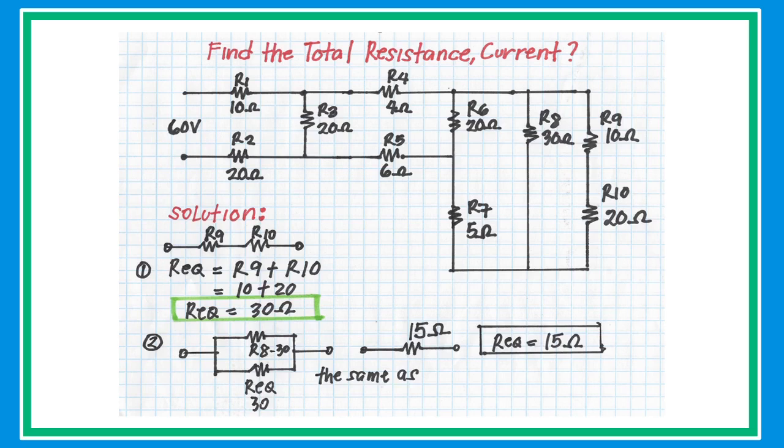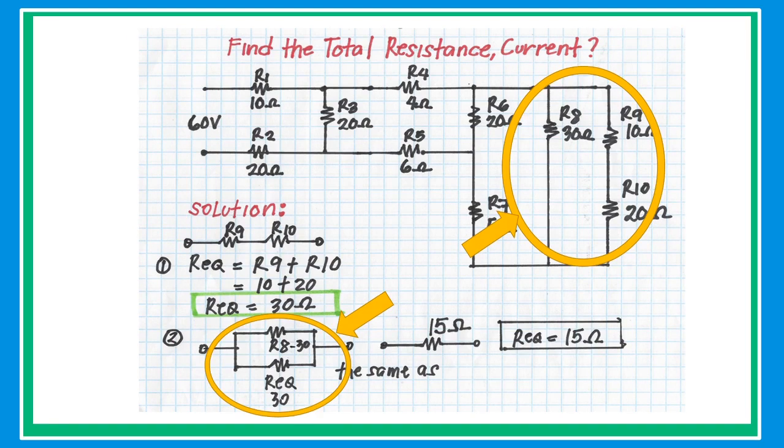In this example, it's going to be harder, but by the technique of collapsing the circuit and then redrawing to simplify, together we can do this. Let's start by attacking resistors R9 and R10. Since these two resistors are connected in series, just simply add the values of the resistors. R equivalent equals R9 plus R10, then substitute the value to get the equivalent resistance of 30 ohms.